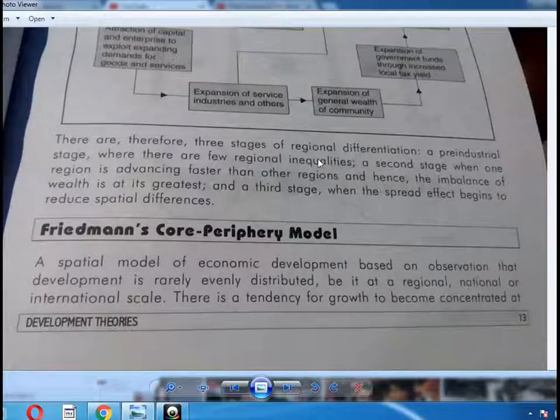Therefore there are three stages of regional difference: a pre-industrial stage, where there are few regional inequalities; a second stage, when one region advances faster than other regions and hence the imbalance of wealth increases; and a third stage, when the spread effect begins to reduce the spatial differences.